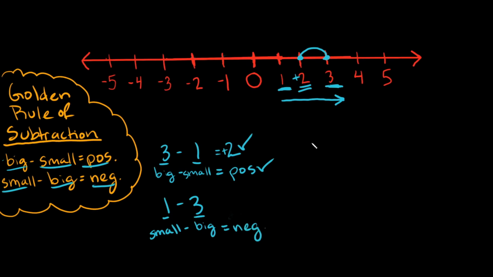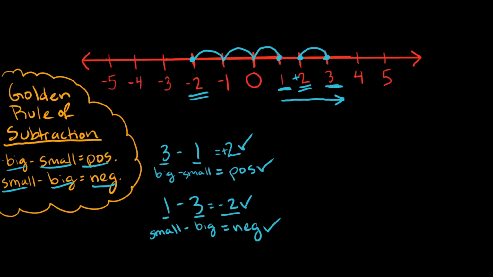Okay, let's go to the number line. We start at 1, and we move back 3 times. 1, 2, 3. Where did we land? Negative 2. Okay, according to our rule, we should have gotten something negative, and we did get something negative, right? Negative 2. So they both check out.